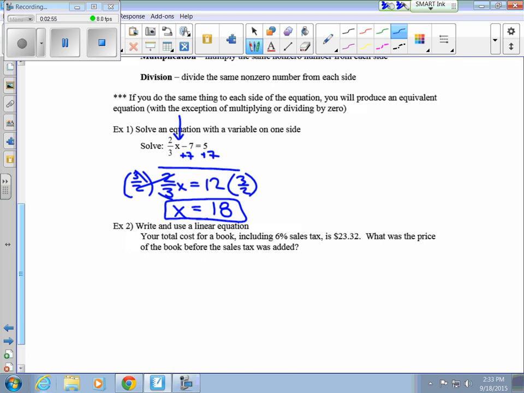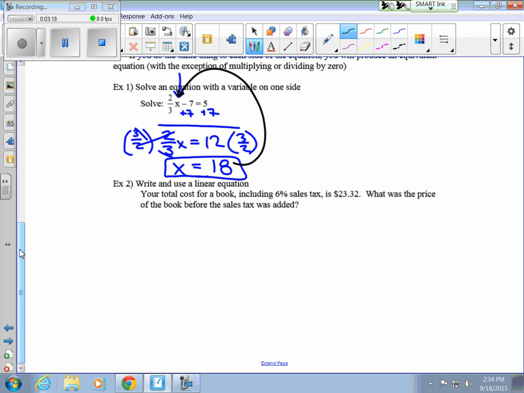Now, you can always check to make sure that this is correct by plugging it back in, because that's what a solution is. So if we put it in, 2/3 of 18. Well, 18 divided by 3 is 6. 6 times 2 is 12. 12 minus 7 is 5. So the left side would be 5. The right side would be 5. It's an equivalent equation. Therefore, that is our solution.